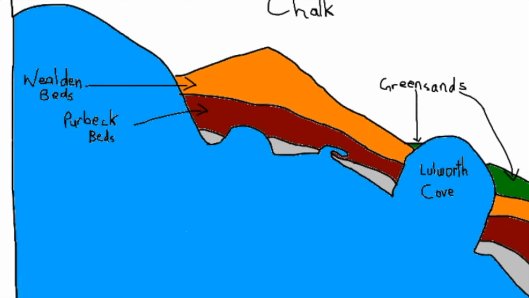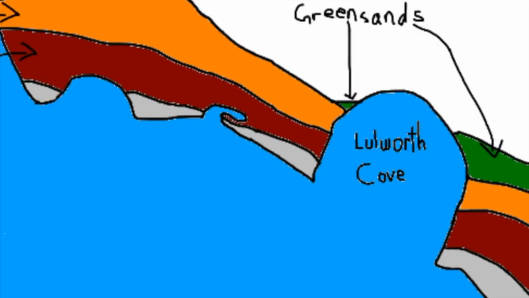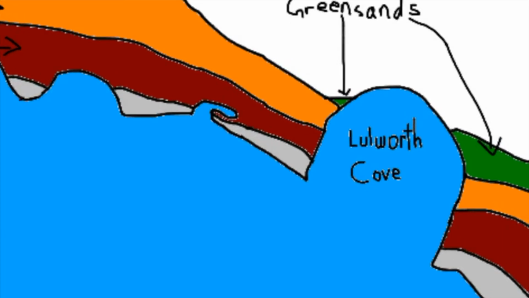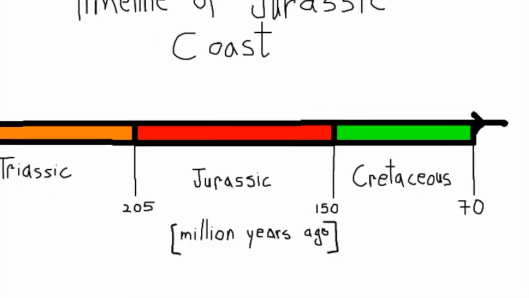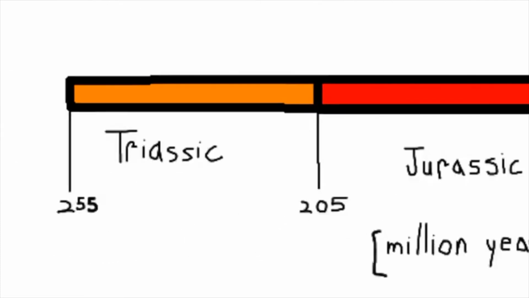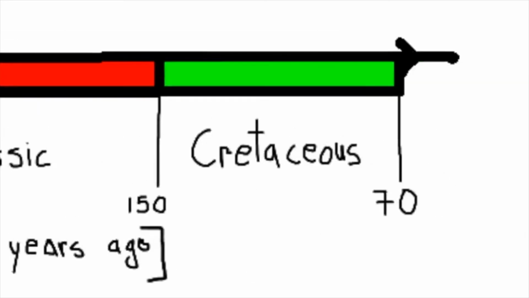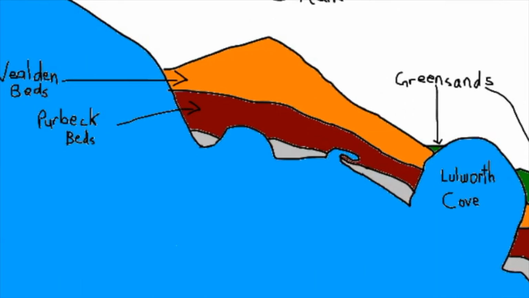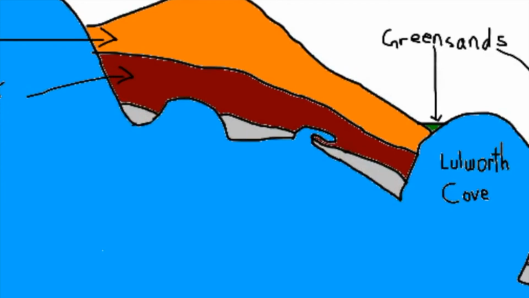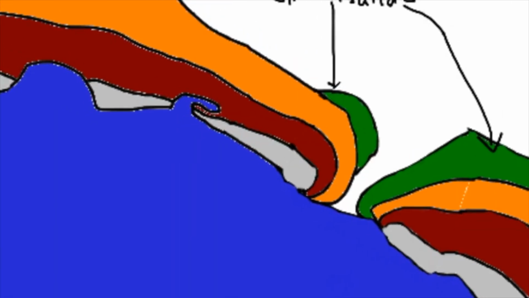Again, back at Lulworth Cove, we can see Wealden beds and Purbeck beds of rocks along the coastline along with the chalk. And we need to travel back in time to understand the formation of the cove. Again, Triassic, Jurassic and Cretaceous periods, from 255 million years to 205, then 205 to 150, then 150 to 70 million years ago. Here we are looking now at Lulworth Cove. Let's zoom in a bit at the cove and we can now travel back in time.